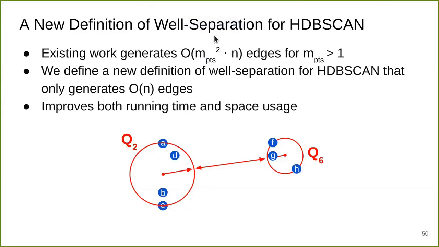We also define a new definition of well separation for the HDBSCAN problem. Remember in the example that I talked about previously, I've been using the parameter m equals 1. This essentially makes the HDBSCAN problem equivalent to the Euclidean MST problem. Existing work that adapts to cases where m is larger than 1 actually generates order of m squared times n edges for the base graph before we compute the MST, and this is quite expensive. For our work, we define a new definition of well separation for HDBSCAN that only generates a linear number of edges. This improves both running time and space usage in both theory and practice.